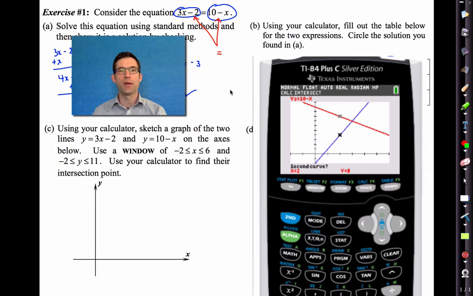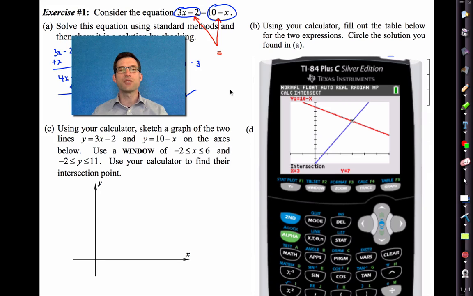Then it asks me for my second curve. I hit enter. Then it asks me for a guess. Now this is particularly important if there's more than one intersection point. For us, there's really only one, but maybe I move my cursor near where they intersect by hitting the right or left arrows. If I hit up or down, it moves the cursor from one curve to another. So I'm just going to move the cursor close to the intersection. Now I'm going to hit enter, and it tells me my intersection's at 3, 7.